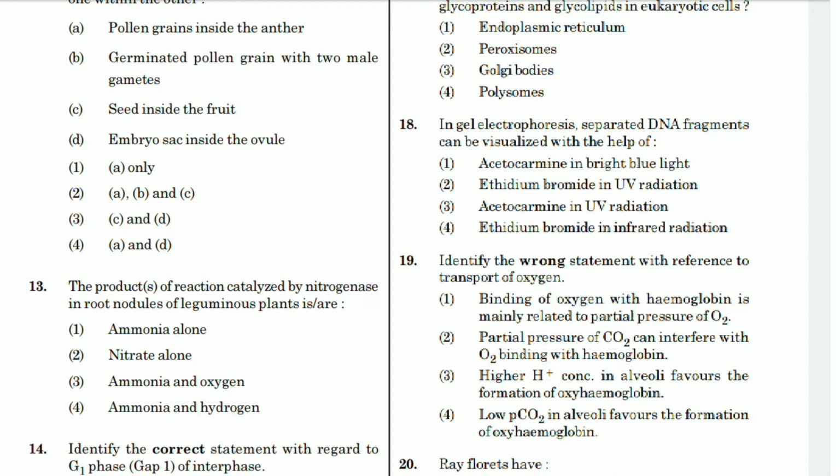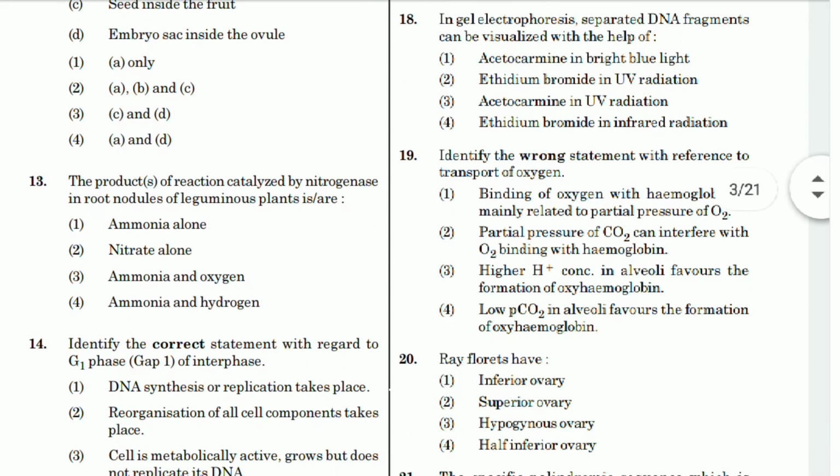Next question, the products of the reaction catalyzed by nitrogenase in root nodules of leguminous plants are. Options are ammonia alone, nitrate alone, ammonia and oxygen, ammonia and hydrogen. And from this, the correct option is ammonia and hydrogen.